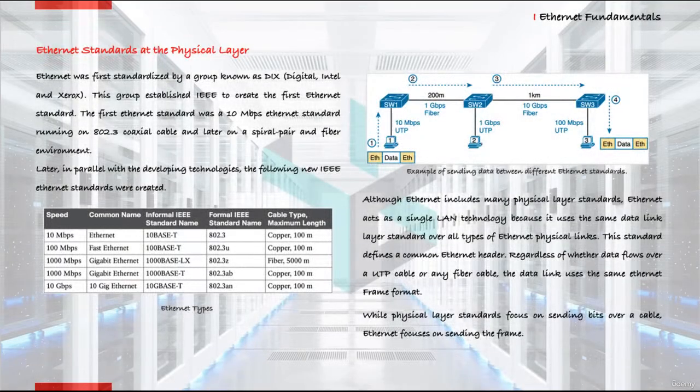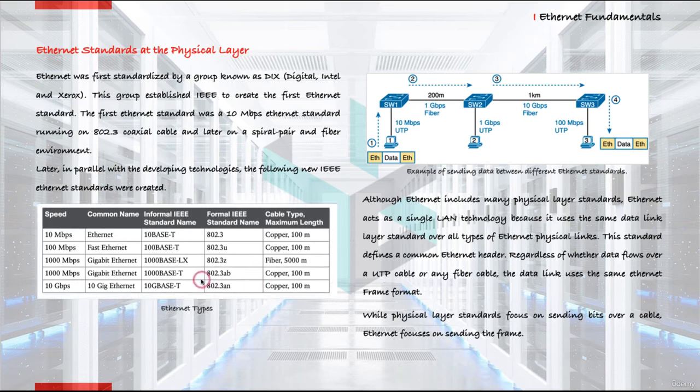Ethernet was first developed by a group known as DIX, which consists of the companies Digital, Intel, and Xerox, and they formed a group called DIX, which led to the emergence of the first Ethernet. This first Ethernet was at a speed of 10 megabits, and when we look here, you can see the types of Ethernet. When we say Ethernet, you can understand that it is 10 megabits per second. When we say fast Ethernet, 100 megabits per second. When we say gigabit Ethernet, 1000 megabits per second, that is, 1 gigabit.